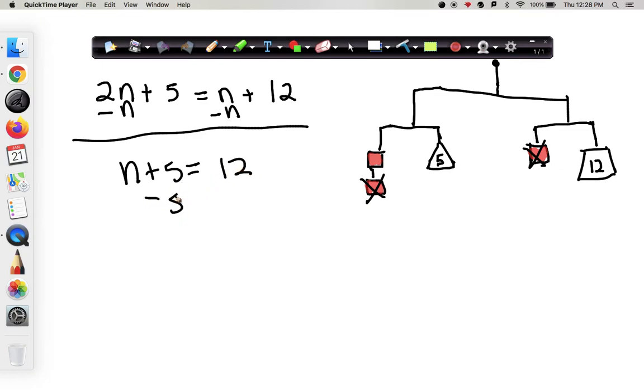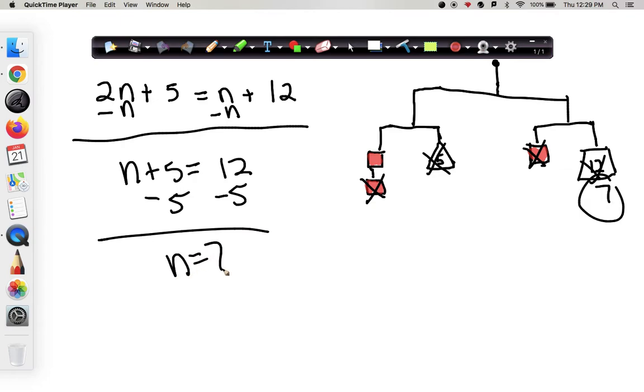And so we can subtract 5. If we subtract that away and we just subtract 5 from there, we end up with 7. So n is equal to 7. So if we go back to our original, if it was 7 and 7 and 5, that is 19. And this is 7 and 12, and that's also 19. So that's why it's balanced.